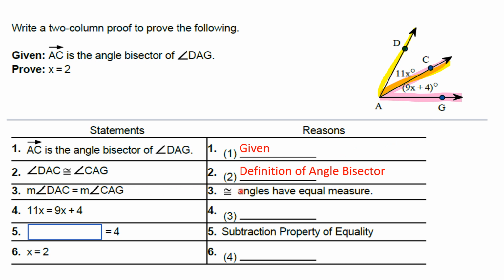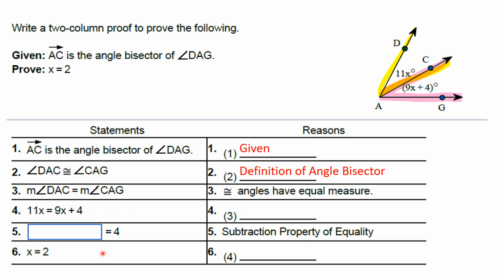Then line 3 is completely filled in for you. It says the measure of angle DAC is equal to the measure of angle CAG. So from line 2 to line 3, they just said, okay, well, if two angles are congruent, then that means their measures are equal. Right, and that's filled in for you. It says congruent angles have equal measure.